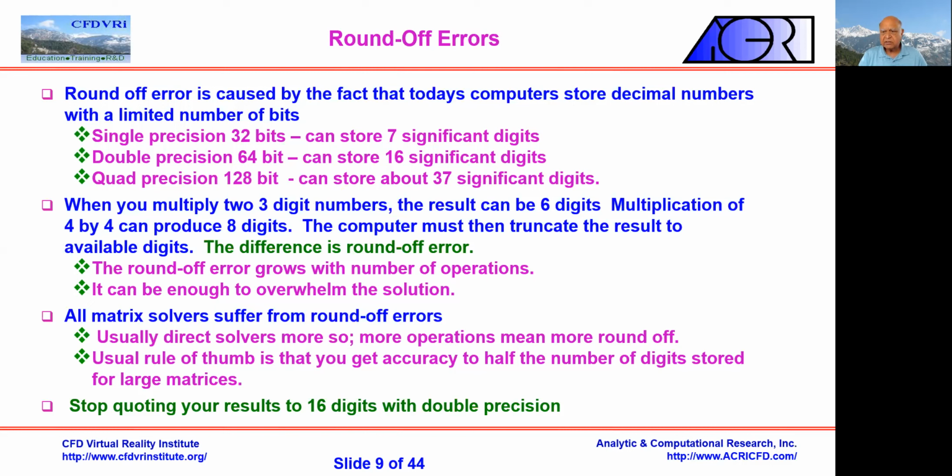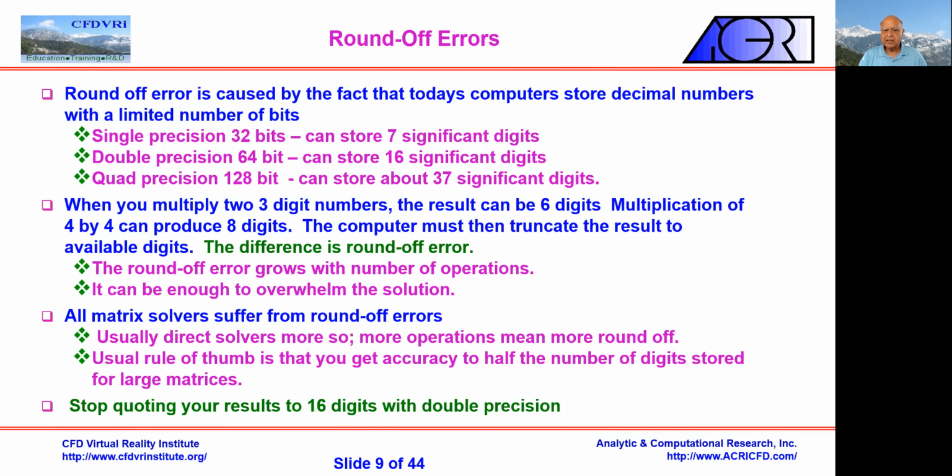Now, a very important point you have to keep in mind is what are called round-off errors. What are round-off errors? These are caused by the fact that today's computers store decimal numbers with a limited number of bits, right? Single precision has 32 bits, which can store about 7 significant digits only. 64-bit increases to 16 digits. And 128-bit quad precision can have as many as 37 significant digits, right?